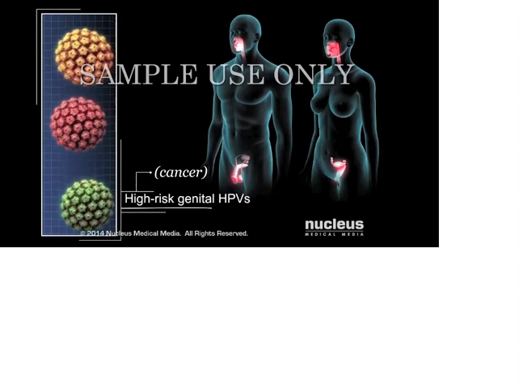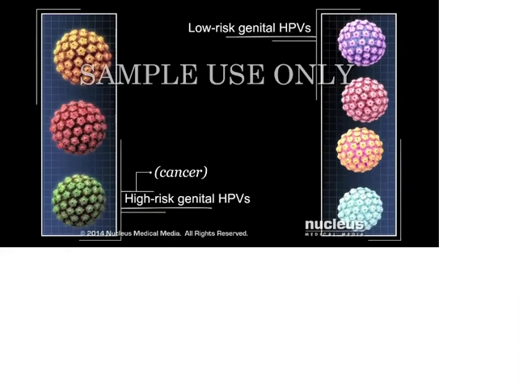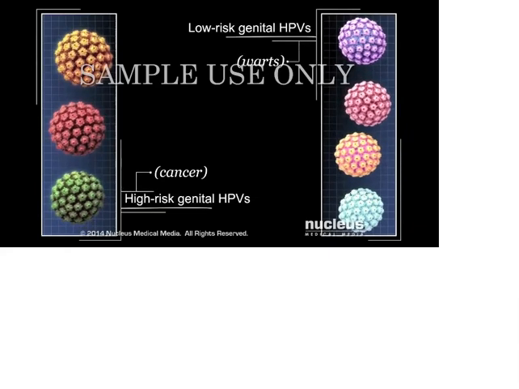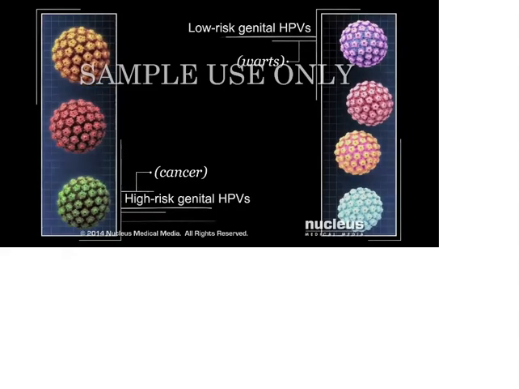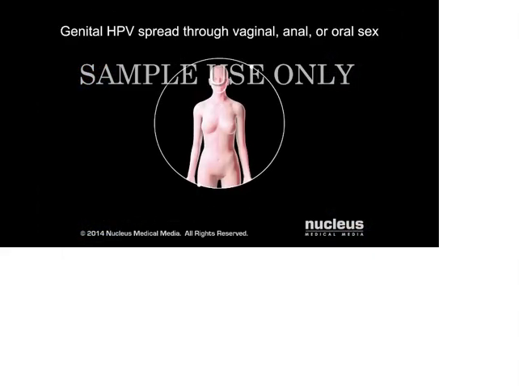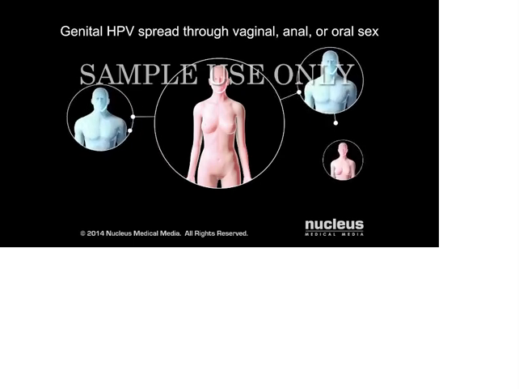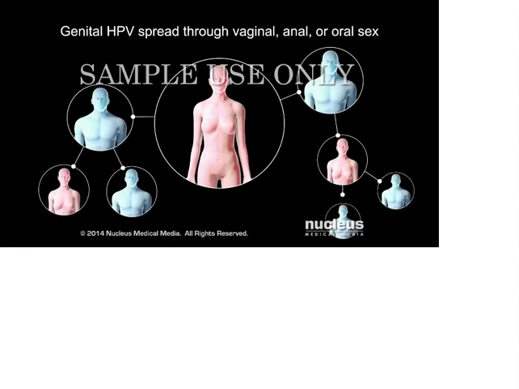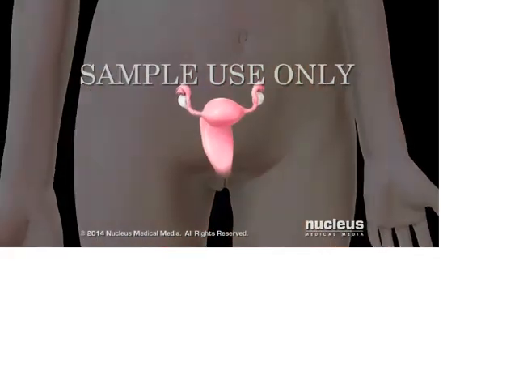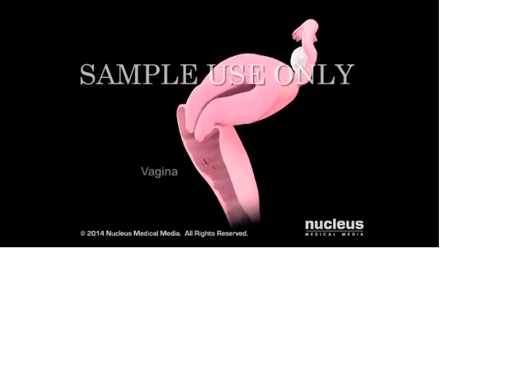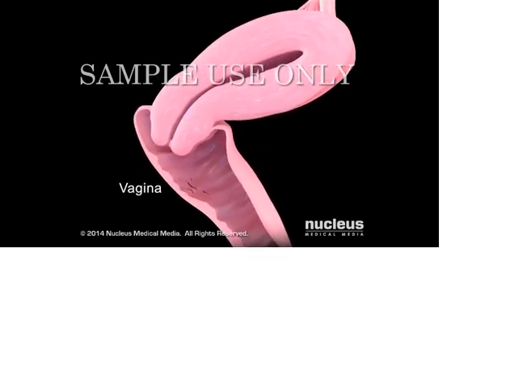It's important to know that most HPV infections cause no symptoms, and the low-risk genital HPVs that cause warts are not an important cause of cancer. People infected with either a high-risk or a low-risk genital HPV spread it through skin-to-skin contact during vaginal, anal, or oral sex. For infection to occur, HPV enters through tiny cuts in the skin around or inside the penis, vagina, throat, or anus.